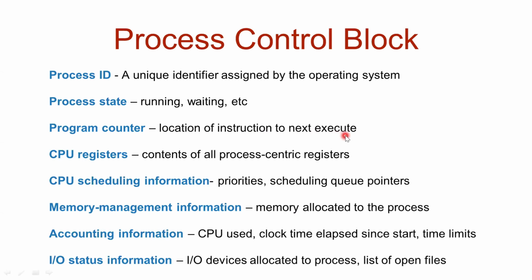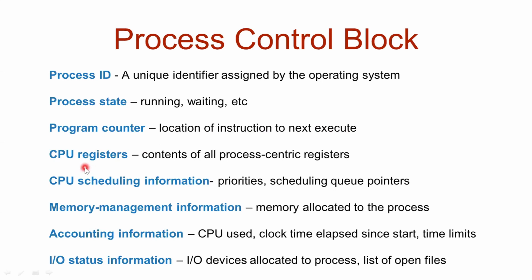Now, the state of a process whose execution is relinquished by the CPU has to be saved. The program counter will store the address of the next instruction from where the CPU will execute it when it is reassigned to the CPU by the scheduler.